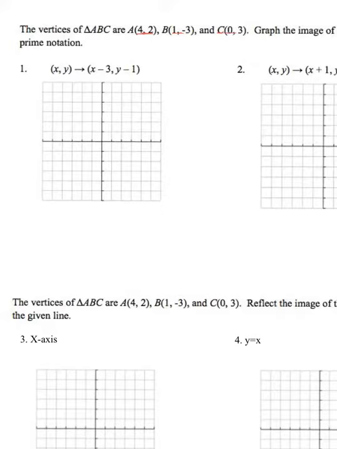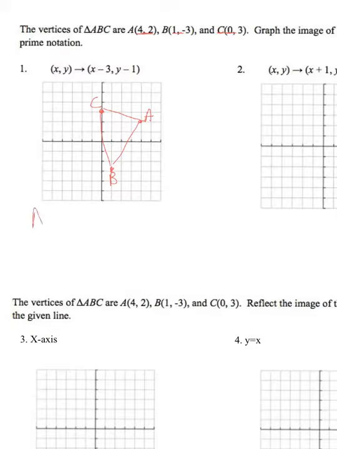And for that triangle, I'm just going to graph those coordinates first. So I'm going to go over 4 up 2 and graph that first coordinate. I'm going to go over 1 down 3, graph that second coordinate, and go up 3 on the y for C and graph that third coordinate. And then I'm just going to make lines to connect the triangle. So this is A, B, and C.